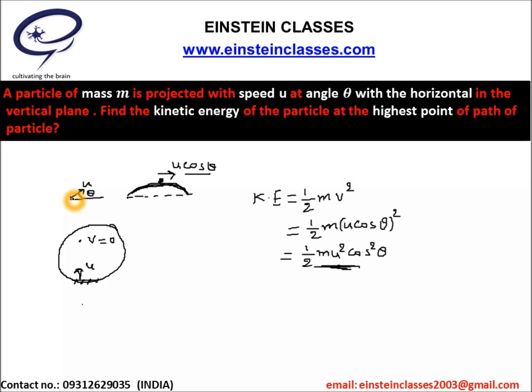Here the particle is projected with a speed u at an angle of theta with the horizontal. That's why the speed of the particle at the highest point is u cos theta, and hence the kinetic energy will be half m u square cos square theta. But if the particle is projected vertically upward with a speed u, then at the highest point the kinetic energy will be 0.